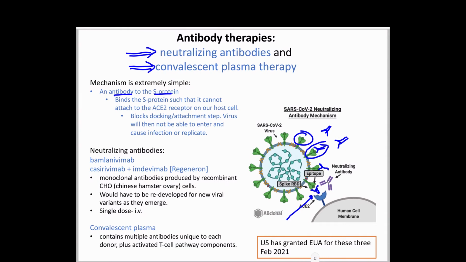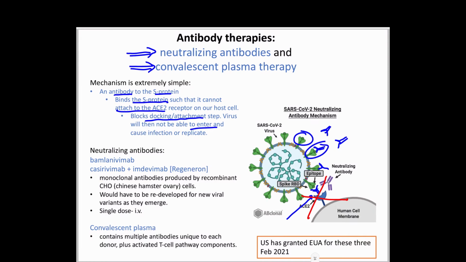So if that binding is blocked, then it's not possible for the virus to enter the cell and you won't get infection. So these are binding the S protein. It can't attach to the ACE2 receptor. That blocks that docking or attachment step. We also call that the binding step. And then it can't enter the cell.